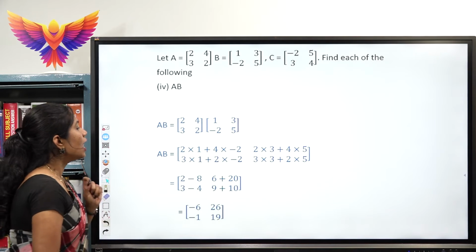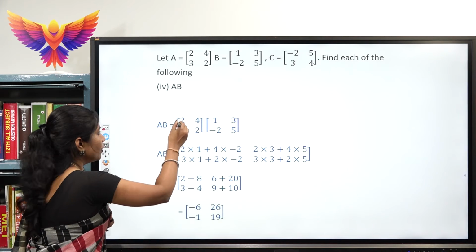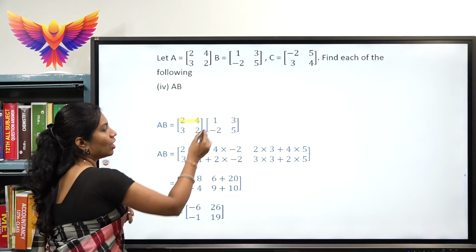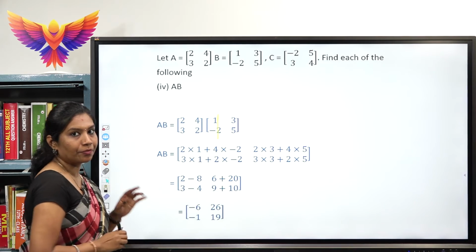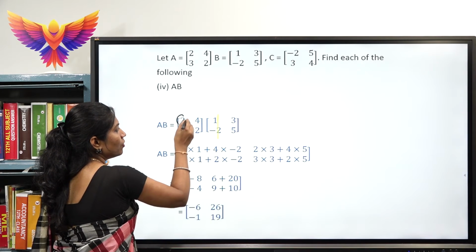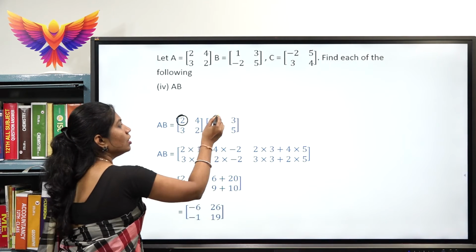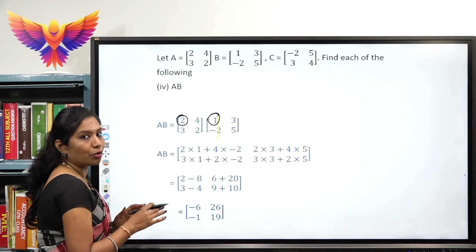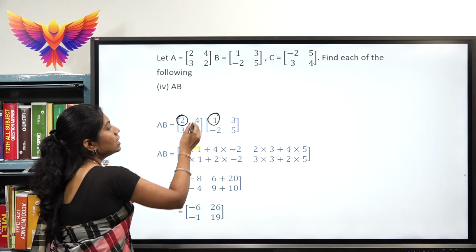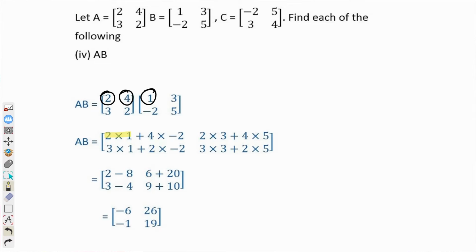Look into this carefully. I will be considering the first row, and multiplying it with the first column elements. You can clearly see here, the first element of the first row is multiplied with the first element of the first column of the second matrix, so I get 2 into 1, plus the second element of the first row into the corresponding element of that column, which is 4 into minus 2.